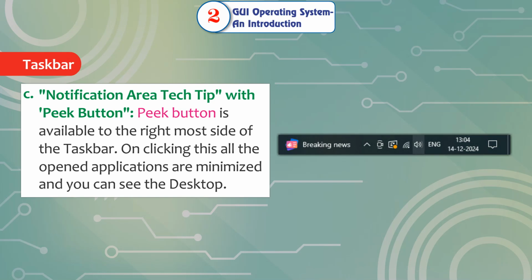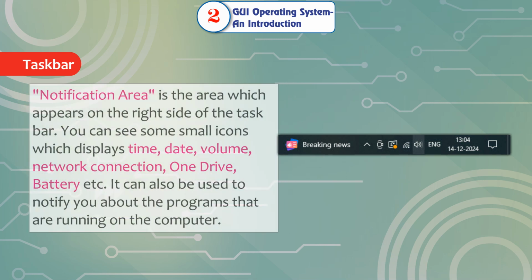Notification area tech tip with peek button. The peek button is available on the right-most side of the taskbar. On clicking this, all the opened applications are minimized and you can see the desktop.